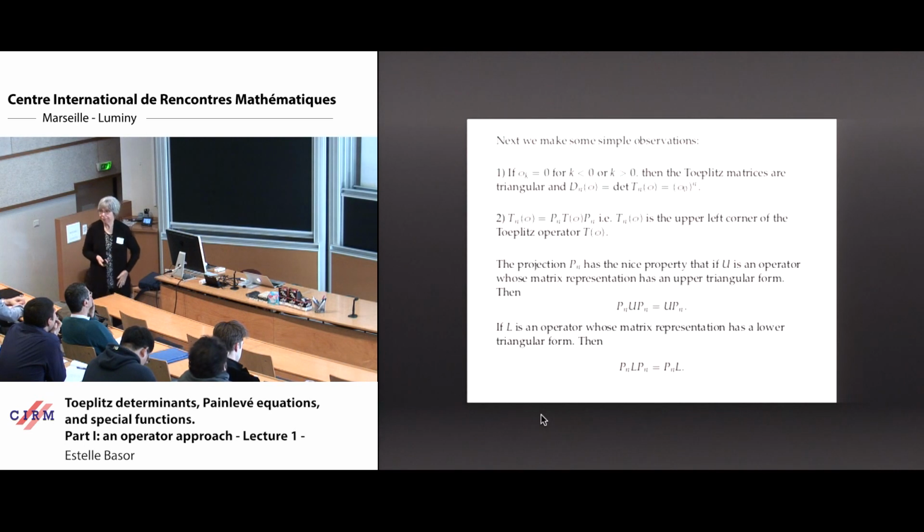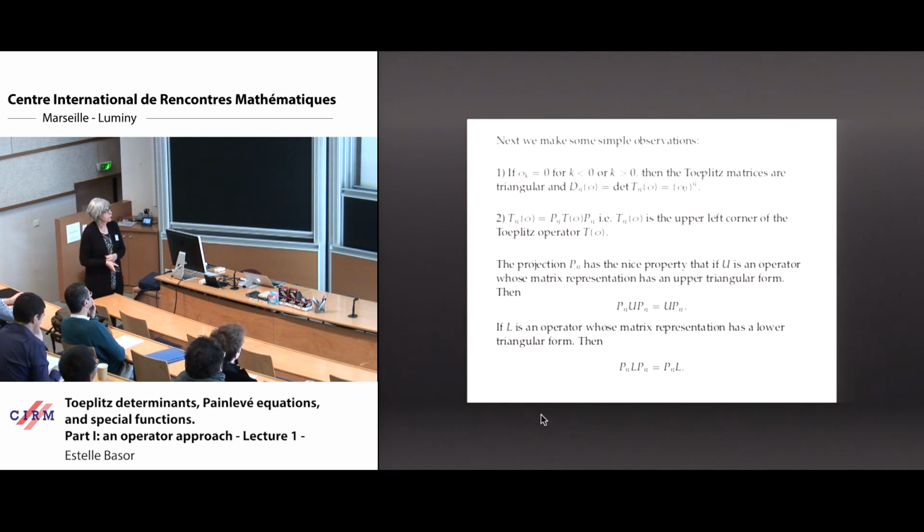Okay, so now let's continue with what I hope is the proof of this. So if phi sub k is 0 for k less than 0 or k bigger than 0, then the Toeplitz matrices are triangular. So now I'm talking about the finite Toeplitz matrices, right? Because the positive Fourier coefficients were below the diagonal and the negative coefficients were above the diagonal. So you just have something that's either here or here.